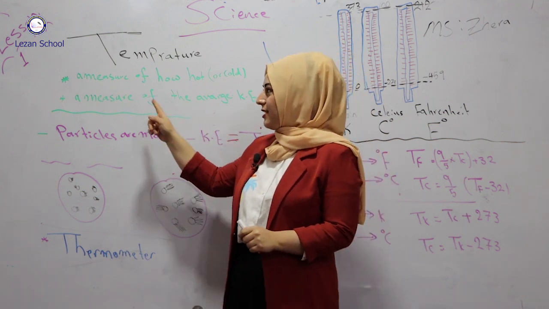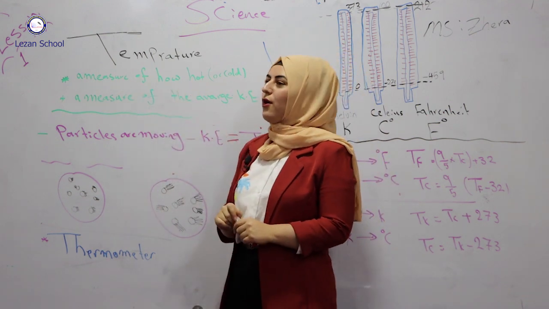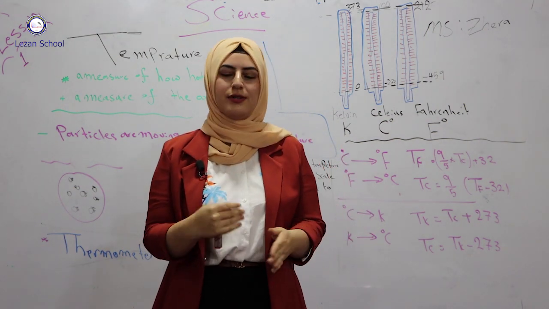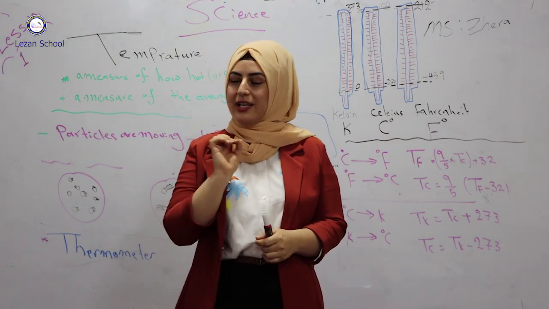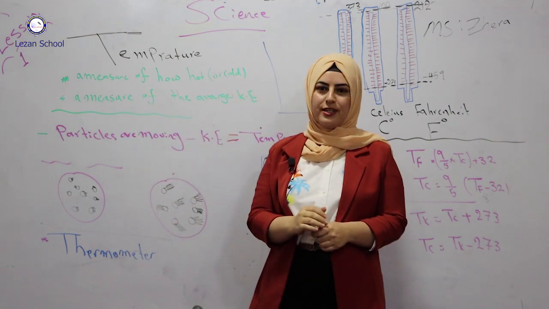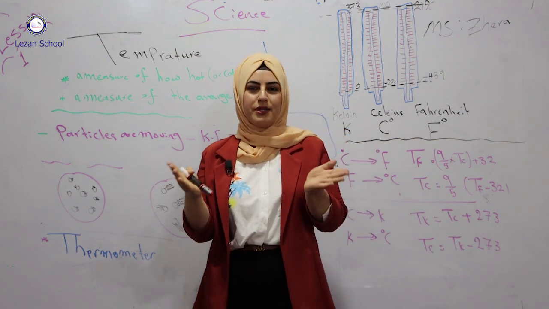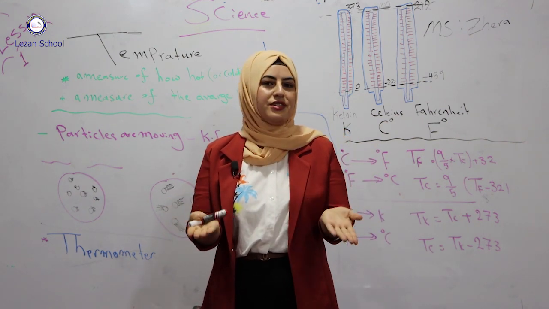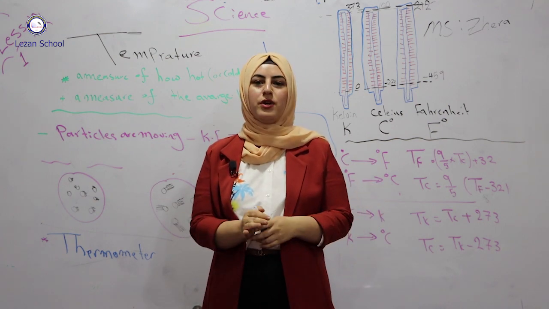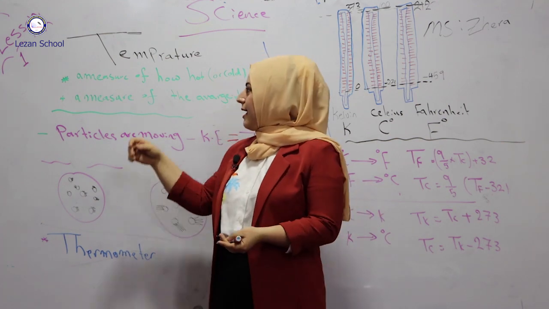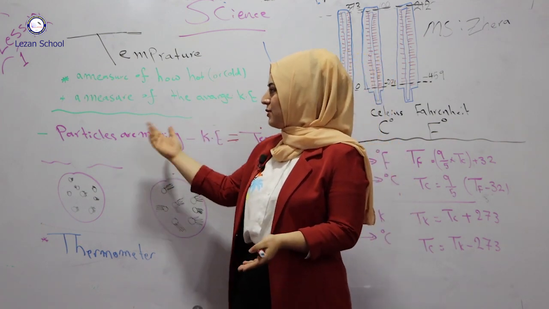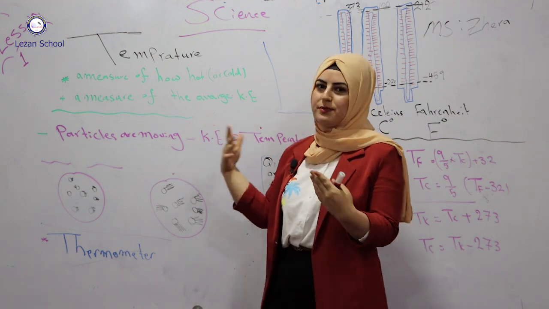In general, the definition is a measure of how hot or cold. But hot and cold are not scientific terms. We have a special definition for temperature: a measure of the average kinetic energy. It means that to talk about temperature, we should know what kinetic energy is, and the average kinetic energy of the particles. Now we should know the relationship between them.